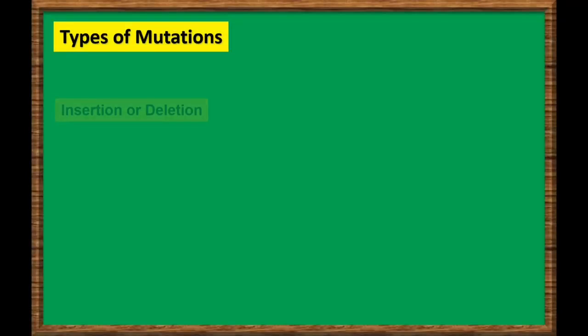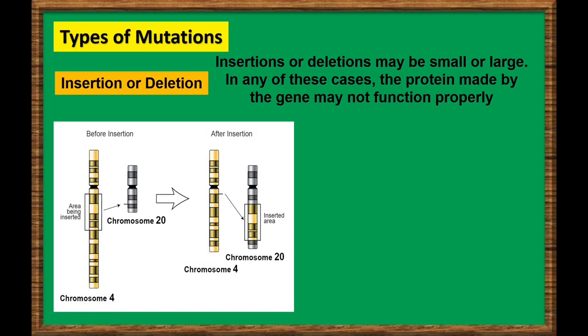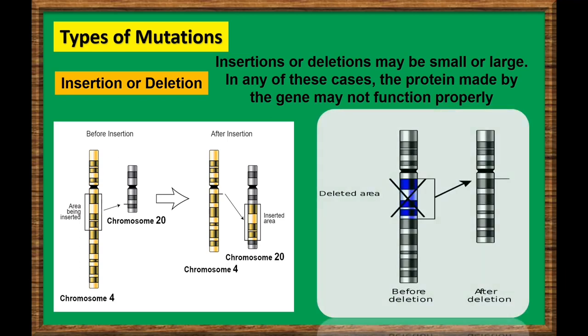Here is another type of mutation: insertion or deletion. An insertion changes the number of DNA bases in a gene by adding a piece of DNA. A deletion removes a piece of DNA. Insertions or deletions may be small, which happens in one or a few base pairs within a gene, or in a large section of a chromosome. In any of these cases, the protein made by the gene may not function properly.